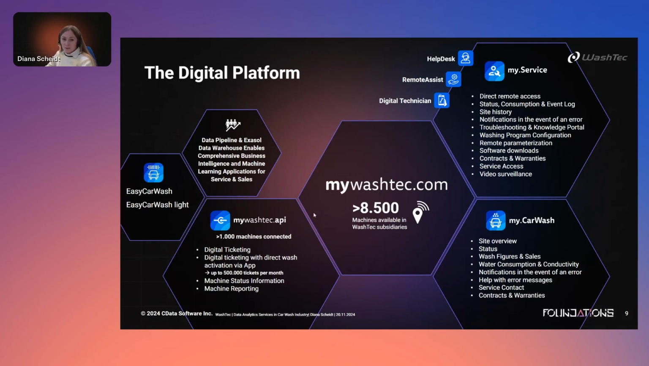We have, for example, my WashTec API. Why do we do that? Because we have big customers, like Total or Westfalen, and they receive their data from machines via my WashTec API. We also deliver digital ticketing, which is like a digital authorization to execute a car wash. We also have several machine reporting and machine status products. We also have Easy Car Wash and Easy Car Wash Lite.